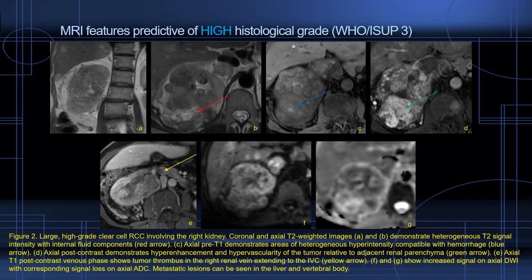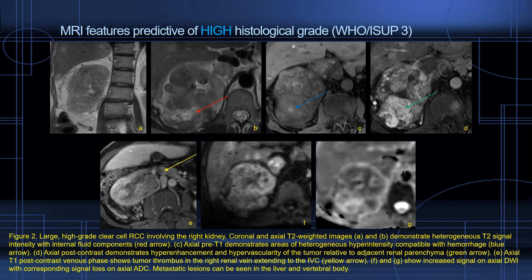Below are images showing high-grade clear cell RCC. As you can see, there's large tumor size, T2 heterogeneity on the coronal and axial T2 images. On the pre-T1 image, you can see increased T1 signal suggestive of hemorrhage.